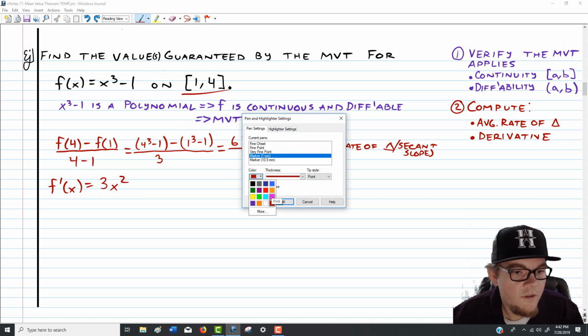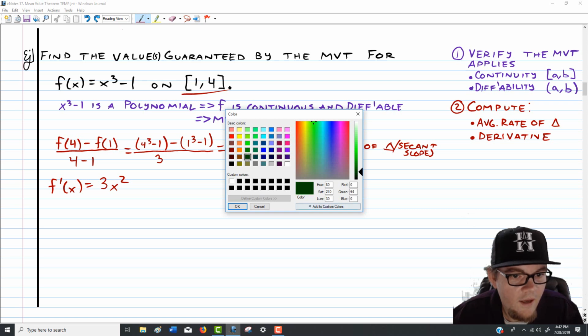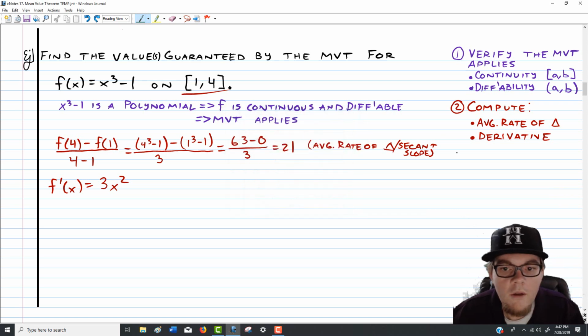So we'll call this the third step. I really want a darker green. Let's get a darker green. Heck yeah. There we go. Our third step is going to be to solve the equation.